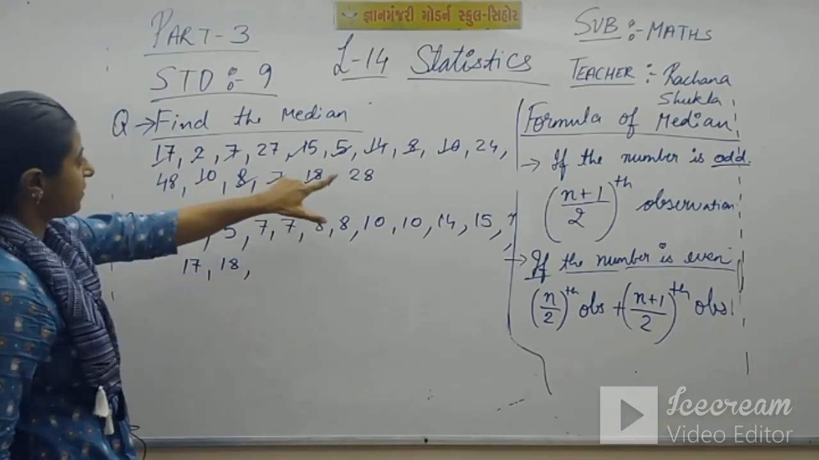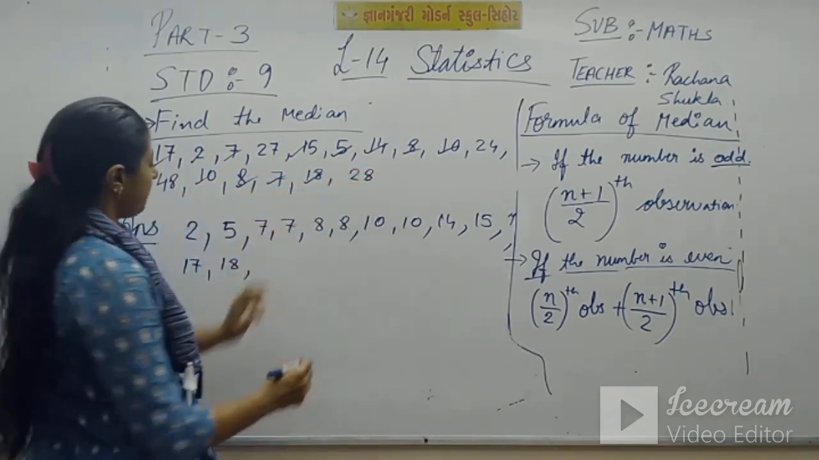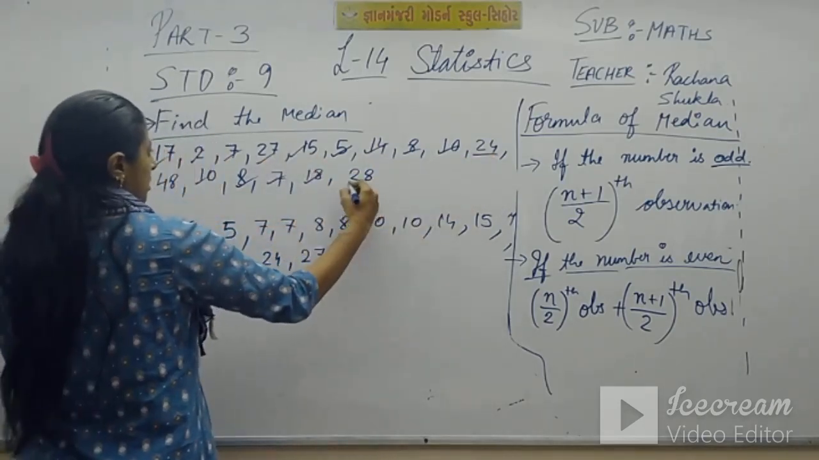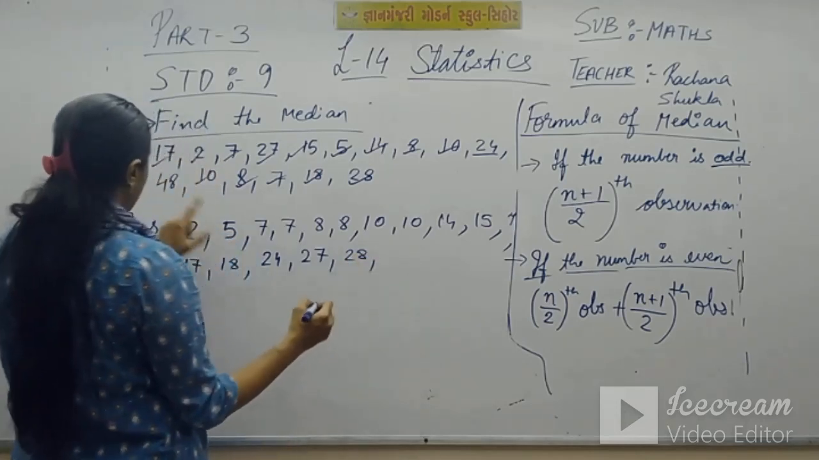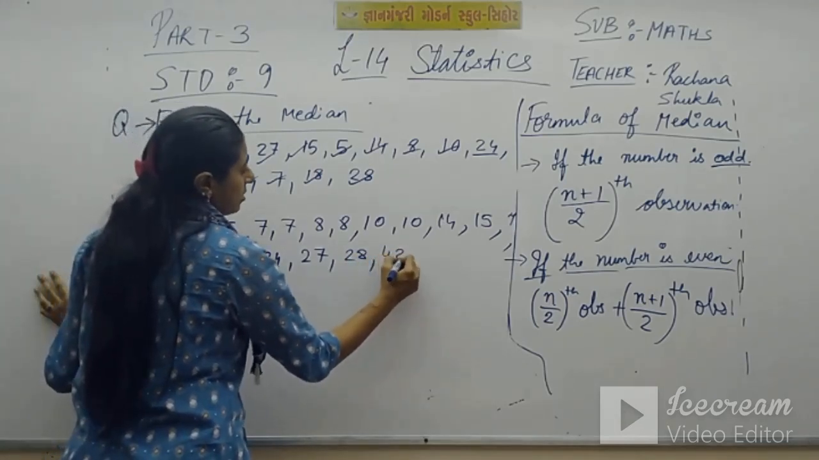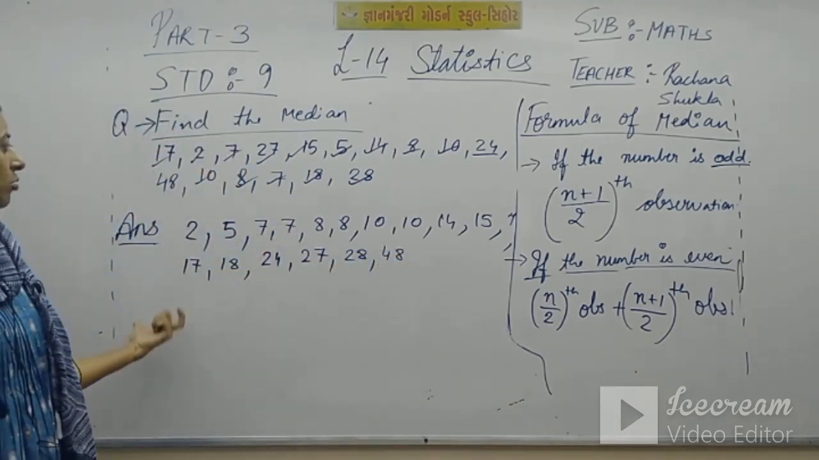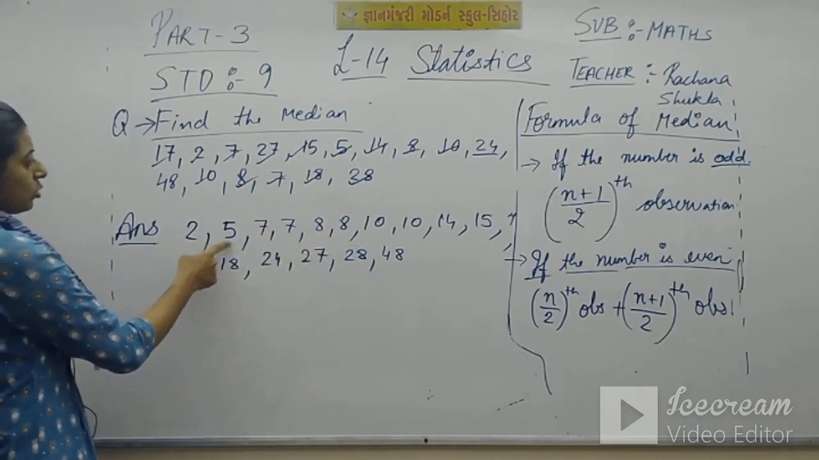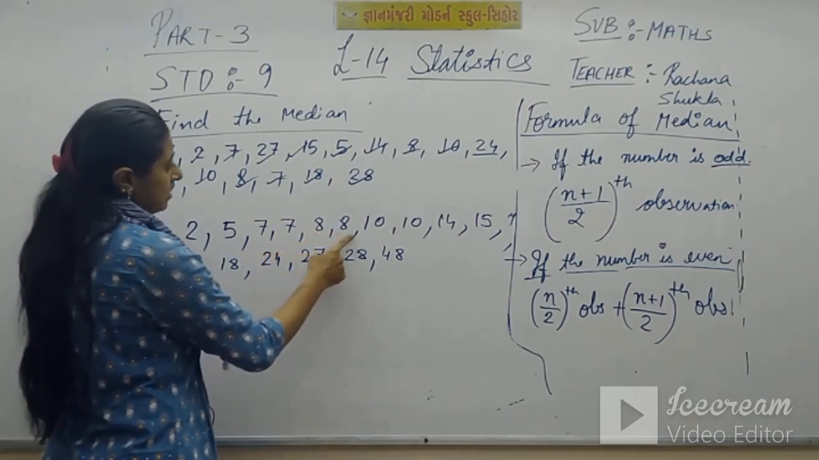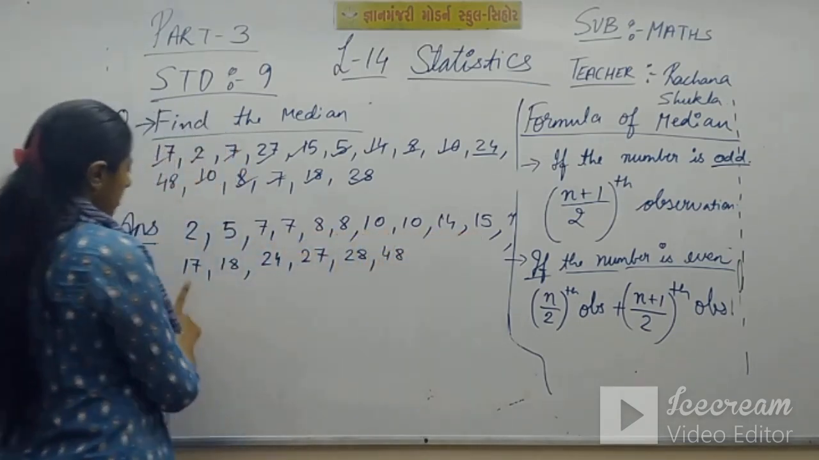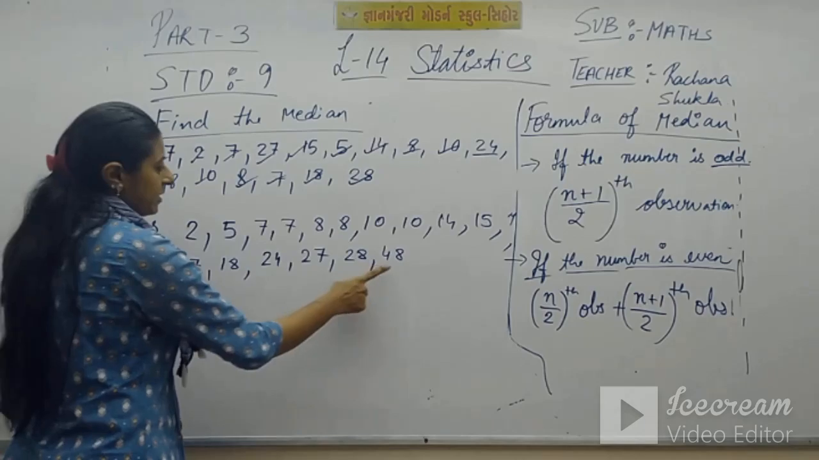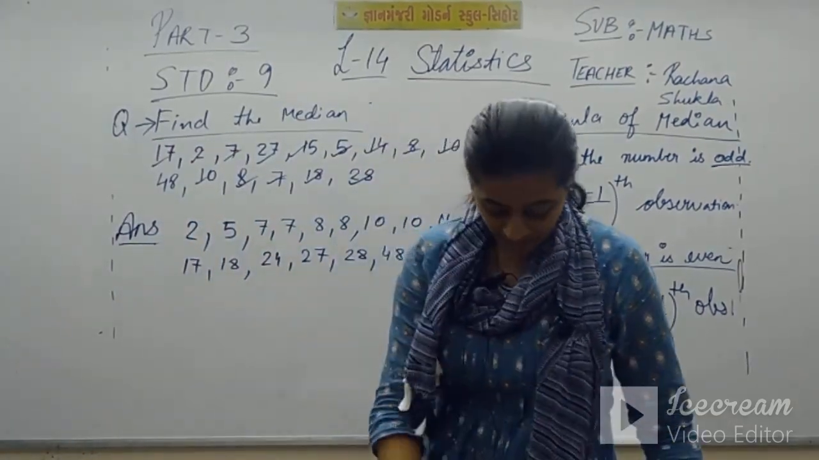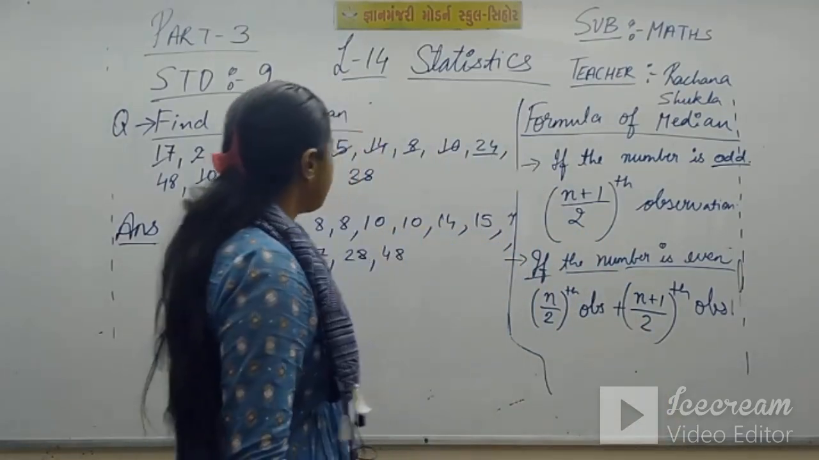Then what is left? 24, 27, 28 and 48. Now count the total numbers. Let's count. 1, 2, 3, 4, 5, 6, 7, 8, 9, 10, 11, 12, 13, 14, 15, 16. So the total number is 16 and 16 is an even number.